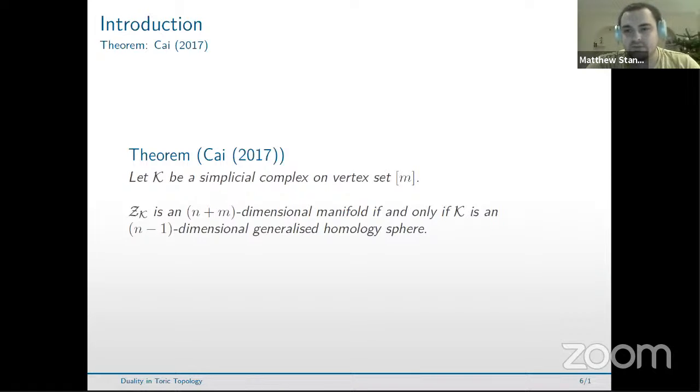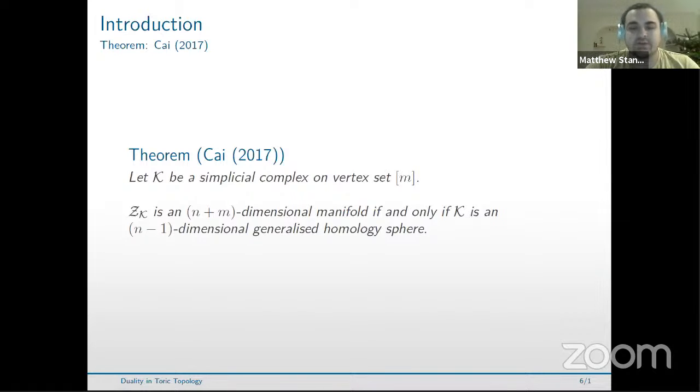Now, I'll give the definition of a generalized homology sphere later, but I'll just say briefly that it is essentially a homology sphere. A homology sphere is defined to be a manifold which has the homology of a sphere. A generalized homology sphere is a homology manifold which has the homology of a sphere. So that's what it is, and I'll give the definition properly later.